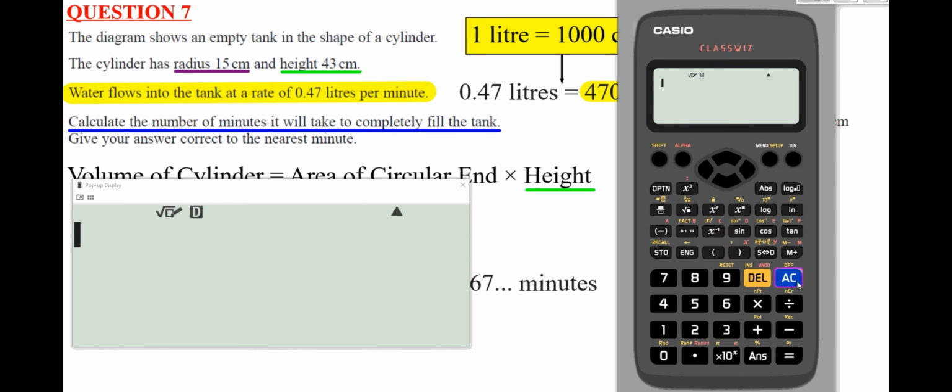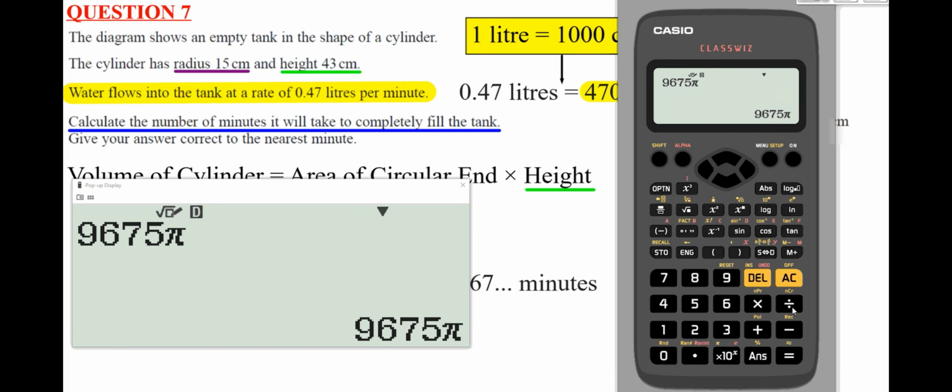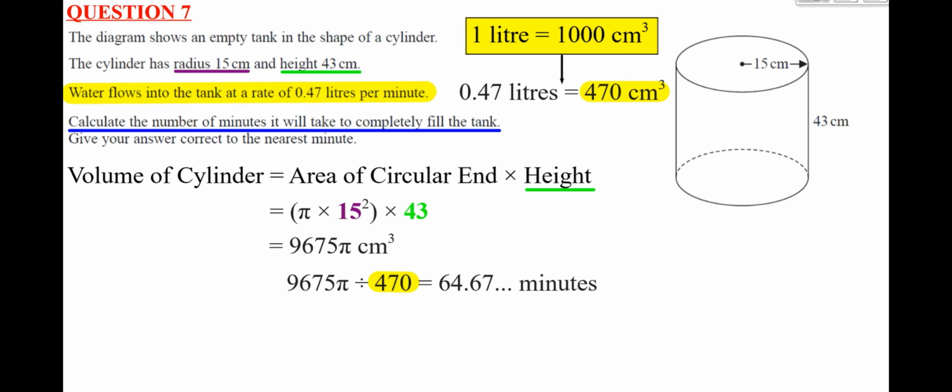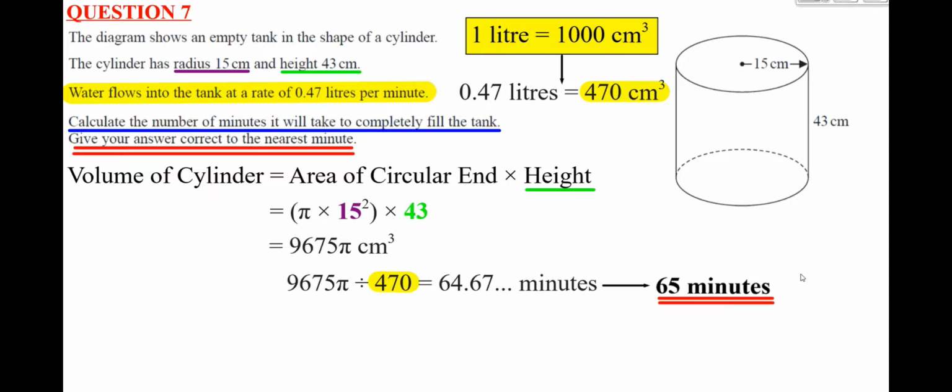If I show you here, if I go back to the previous answer, which was this one here, divide that by the 470. Whoops, I'll just start again. 9675 shift pi, divide by 470. Yeah, 64.67. Tempting to think you're done, but that'd be a terrible way to lose a really annoying mark, because it does say clearly here to give your answer to the nearest minute. So 64.67 is closer to 65 minutes than 64. In other words, we're going to round up because 6 is 5 or higher. Therefore, our final rounded answer is 65 minutes to the nearest minute.